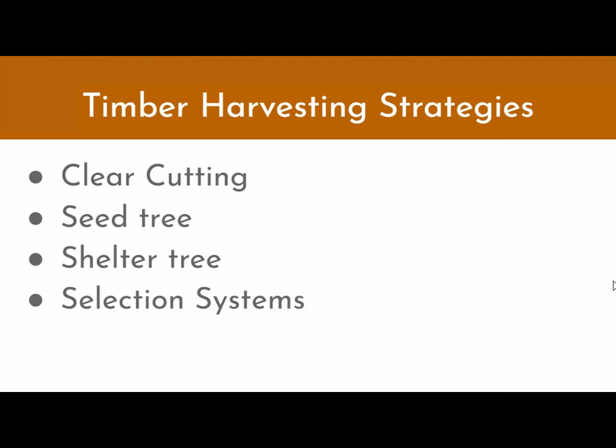The first one is clear cutting, which is probably the most self-explanatory, where you just go through and chop them all at the same time. That is a clear cutting harvesting strategy. We have seed tree harvesting strategies. We have shelter tree harvesting strategies, and these two are usually lumped together because they can be very, very similar. And then finally, we have selection systems, and there are a couple of different selection systems within that one category.